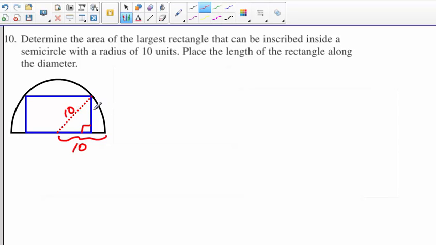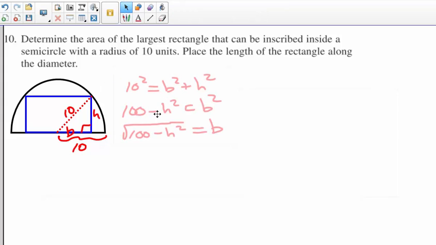I'm going to call this the height of the rectangle. I'm going to call this the base of the triangle, the height of the rectangle and the height of the triangle. And now I have the opportunity to make a Pythagorean theorem. b squared plus h squared will equal 10 squared. And so 10 squared equals b squared plus h squared.